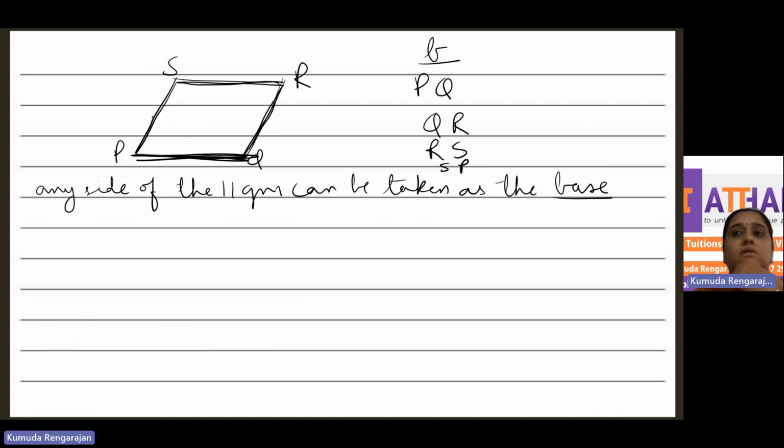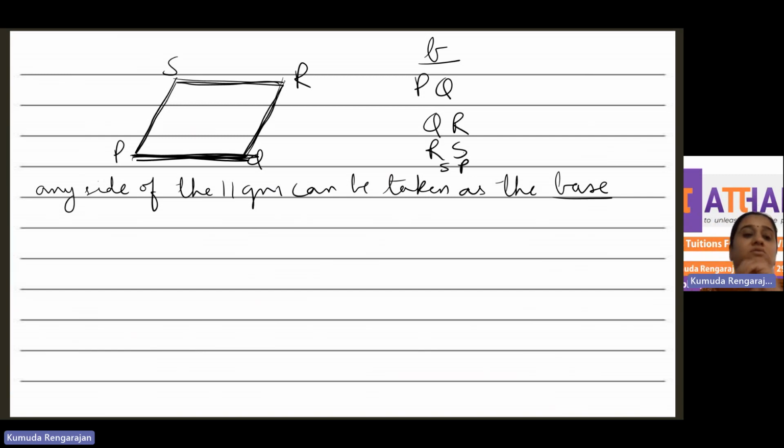All right. Now, altitudes. If you're taking PQ as the base, the altitude should come from the opposite vertex. Now, which one can be taken as the base? Any side. In fact, for any figure, whether it's a triangle, parallelogram, any figure, if the formula has base, any side of the figure can be taken as the base. This is not only for parallelogram. Whenever we find area, and we have base in the formula, which one is the base? Any side of that figure. If it's a triangle, it has 3 sides. Any side can be taken as the base.